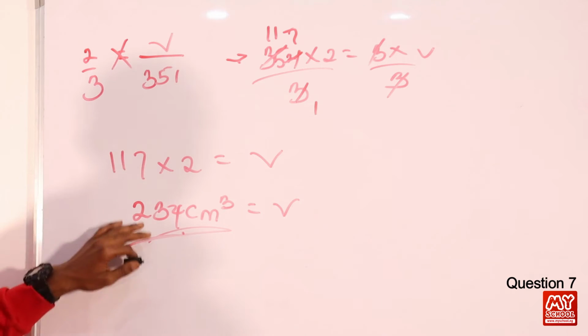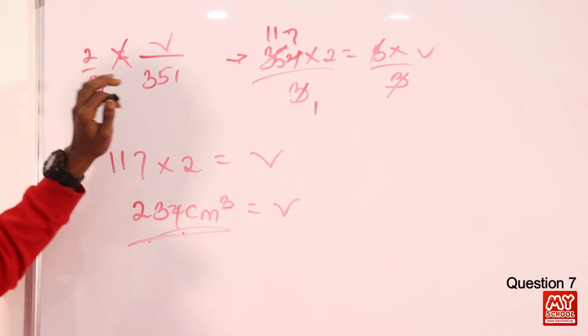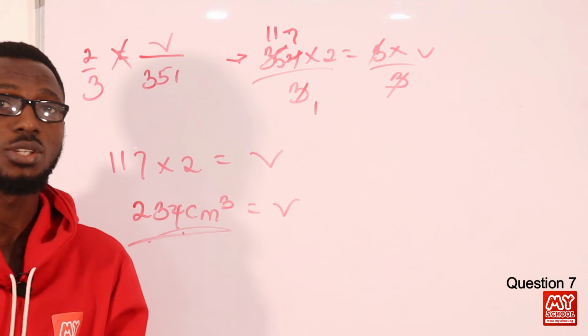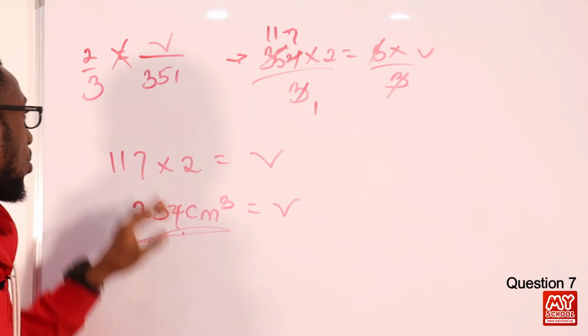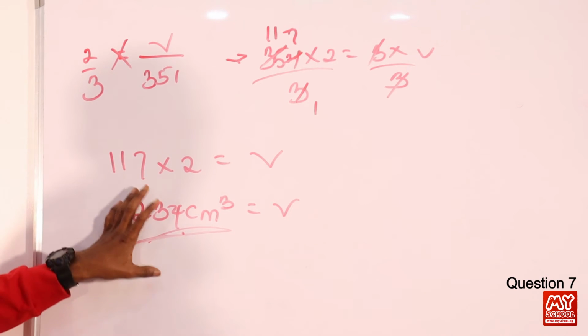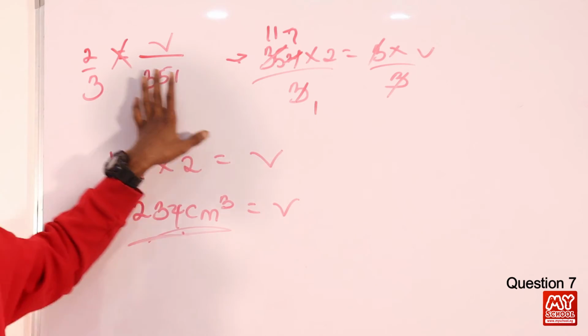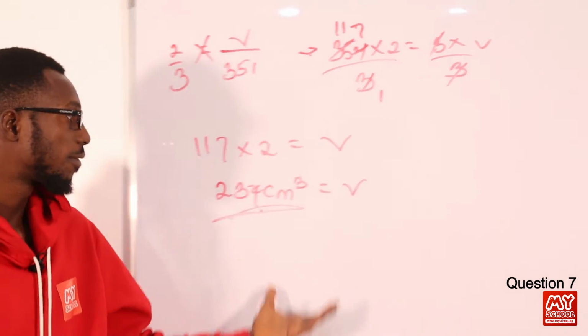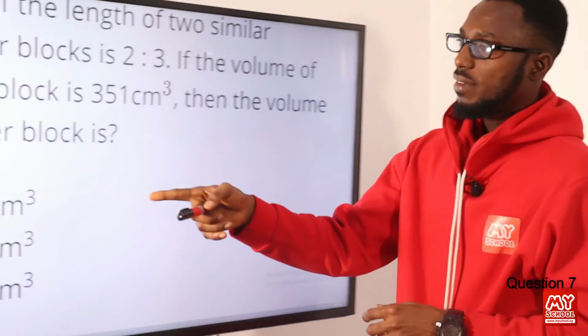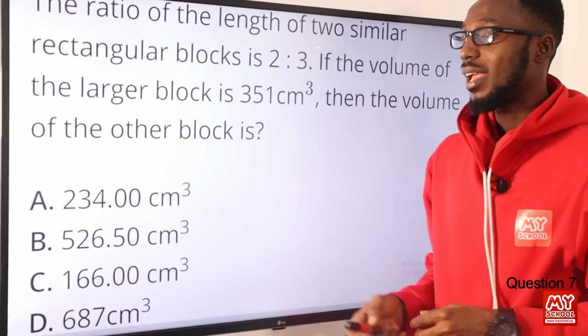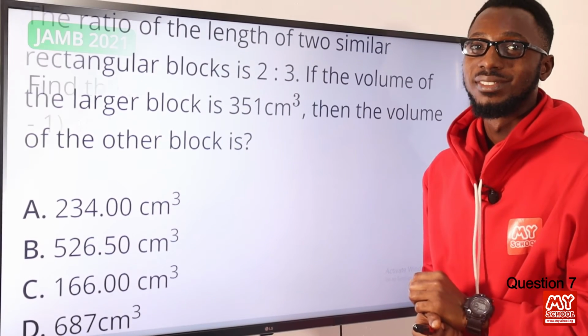Remember volume. So volume of the smaller one is actually 234. And then when you compare their ratios to each other, you should get what we actually want. So not this, this is their length rather. So we have the volume of the smaller one is 234. The volume of the bigger one is 351. So let's see if we have 234 centimeter cube. We have that in option A. So option A is the correct option.